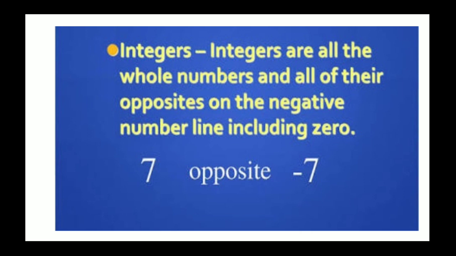Now, what are integers? Integers are all the whole numbers and all of their opposites on the negative number line, including 0. The number line which I have shown you, all the numbers on the number line are called integers, that is, all whole numbers including 0. 0 is also an integer. If we take 7, -7 is also an integer. If you take 2, -2 is also an integer. 2 is also an integer, 0 is also an integer. 50, -50, 100, -100, all are integers.